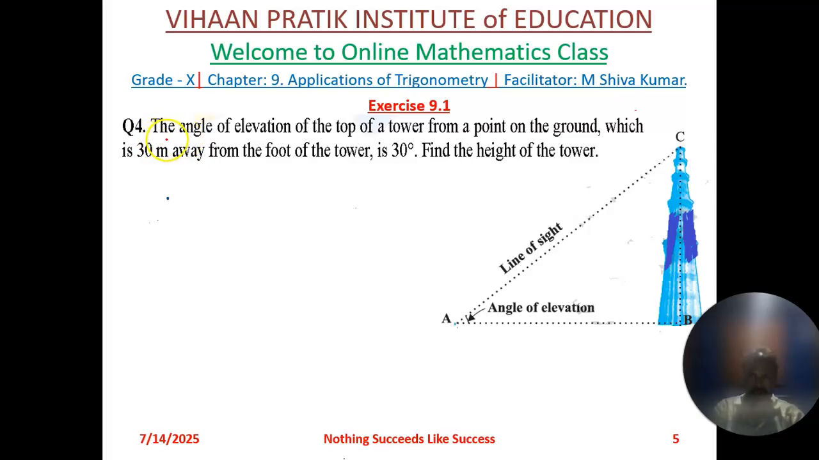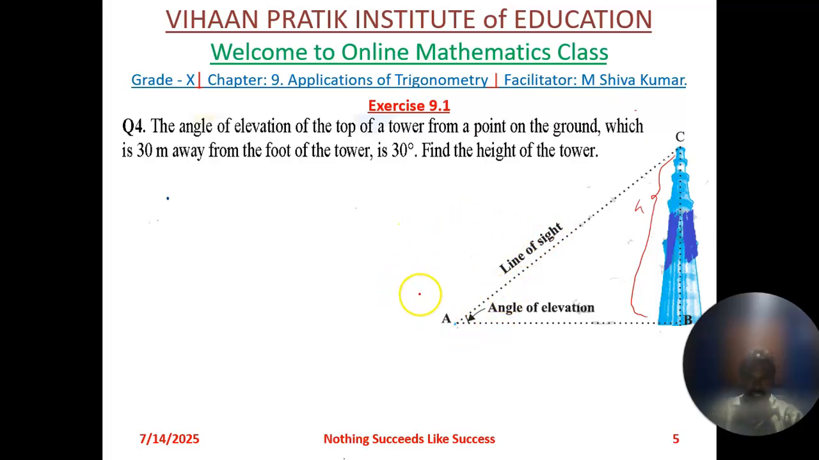Problem number 4 states that the angle of elevation to the top of a tower from a point on the ground which is 30 meters away from the foot of the tower is 30 degrees. Find the height of the tower. Here the picture is given. We need to find the height of the tower, which is h. Now some angle is given.